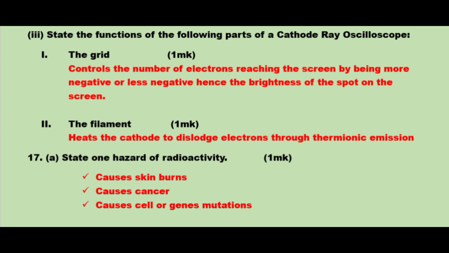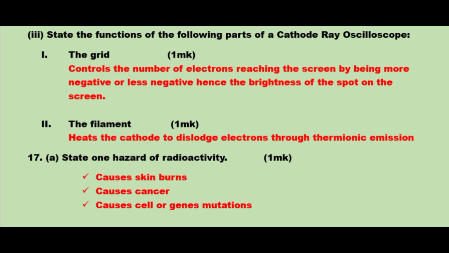State the function of the following parts of a cathode ray oscilloscope. Roman 1, the grid. It controls the number of electrons reaching the screen by being more negative or less negative, hence the brightness of the spot on the screen. So the function of the grid is to control the brightness of the spot on the screen by controlling the number of electrons reaching the screen.